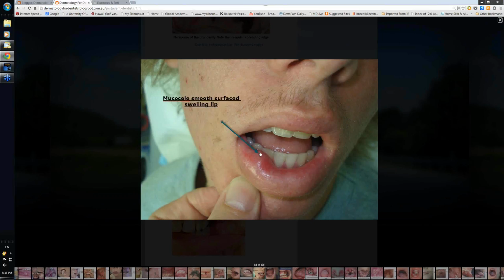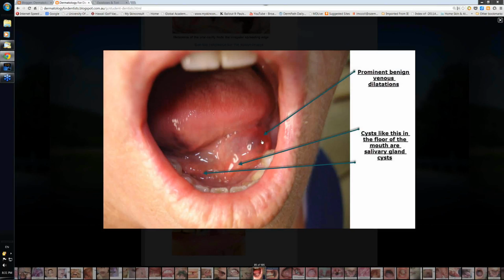This was a mucocele, blockage of a salivary gland here, very common. As I say, they can resolve on their own, or you can incise and drain them. Here you've got some prominent benign venous dilatations in the floor of the mouth. Some people have, I think there's a condition called caviar mouth. I must look that up again, where you get really prominent venous dilatations in the floor of the mouth. And there's little cysts like this, they're salivary gland cysts as well.